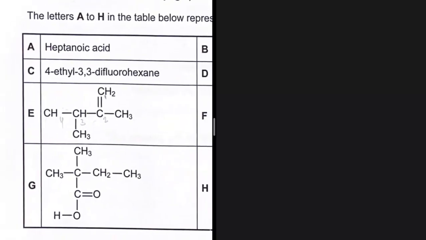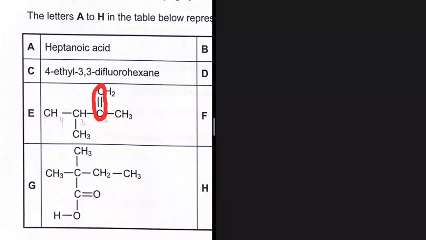Let's see. 2.2.1, the IUPAC name of compound E. Okay. So let's go ahead and take a look at compound E. We have a carbon with a double bond. So that is a characteristic of an alkene. Okay. How many carbons do we have in our longest chain?